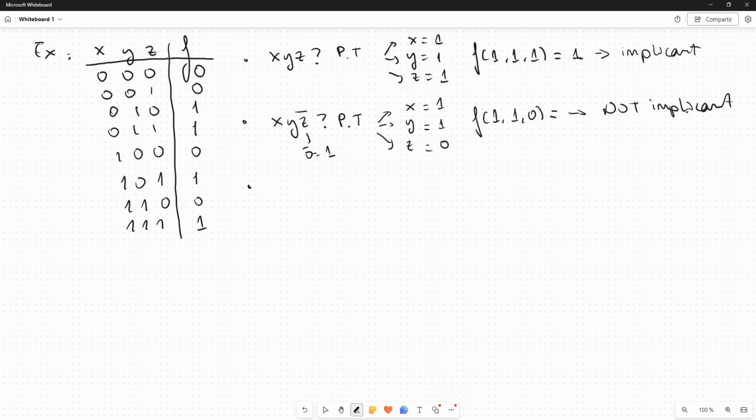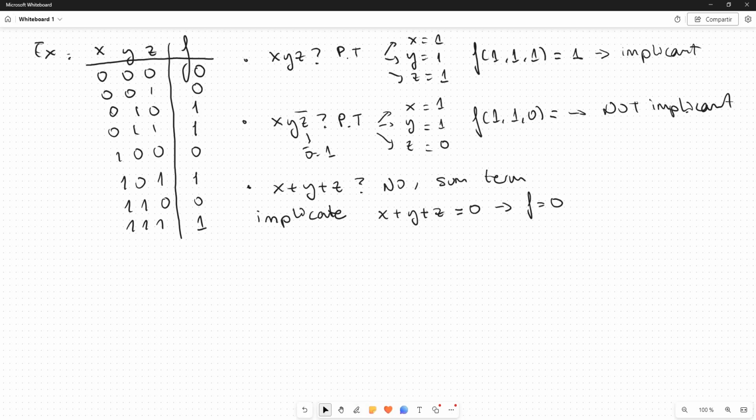More examples. Is this an implicant of the function? No. Why? Because it's a sum term. That is a sum of literals. But it's an implicate. Remember the dual definition. So it's an implicate if, when this is 0, the function is 0. We have to check it.